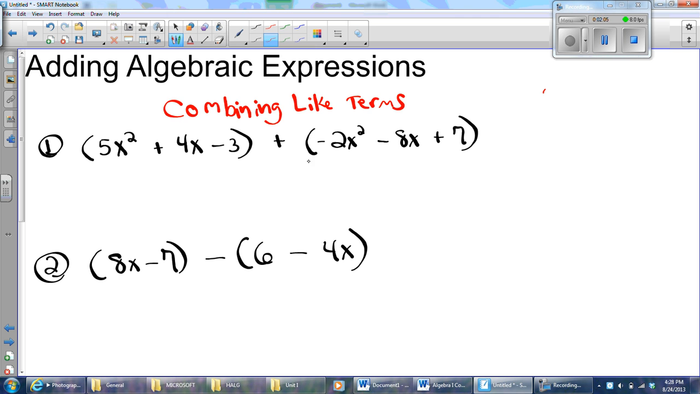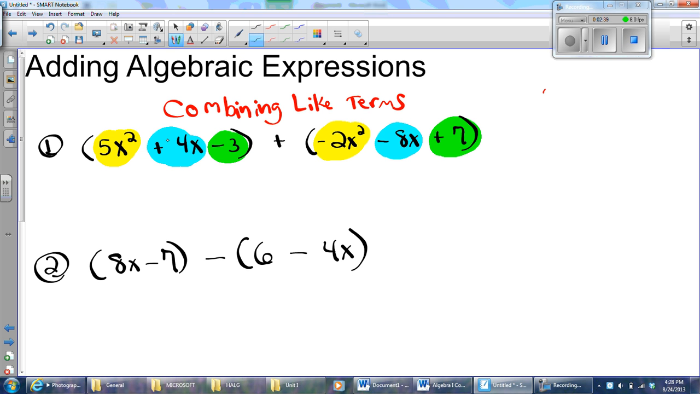So let's go here. I don't see any distribution that needs to take place in this problem. So all I'm going to do is highlight my like terms. I've got 5x squared and negative 2x squared. I also have positive 4x and a negative 8x. And then I have a negative 3 and a positive 7. Now it's just a matter of adding.